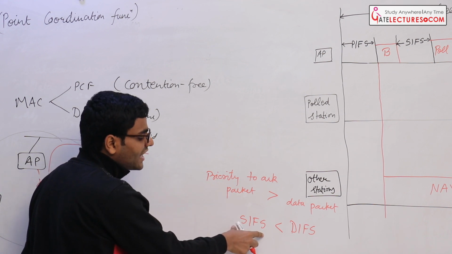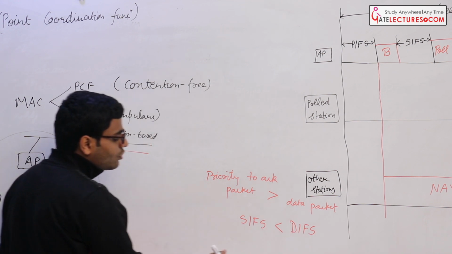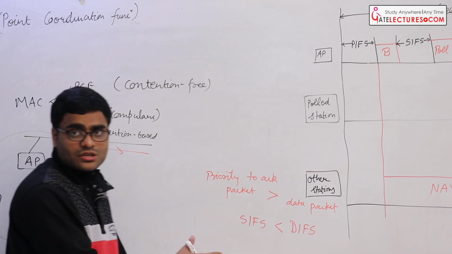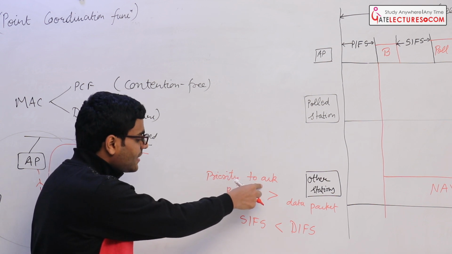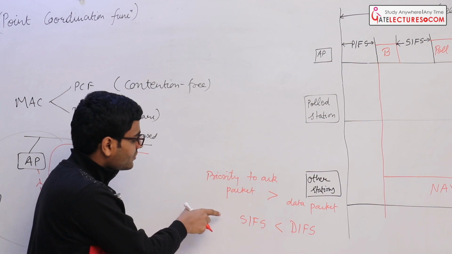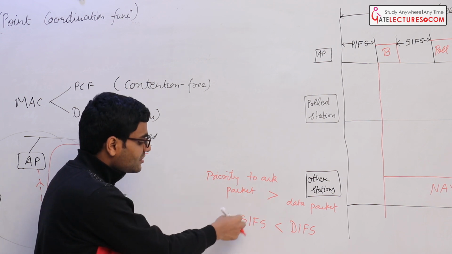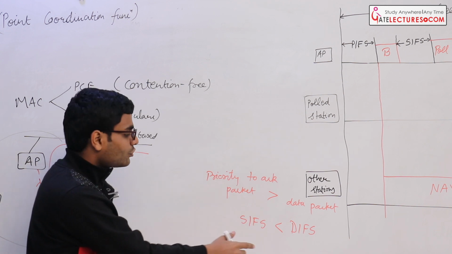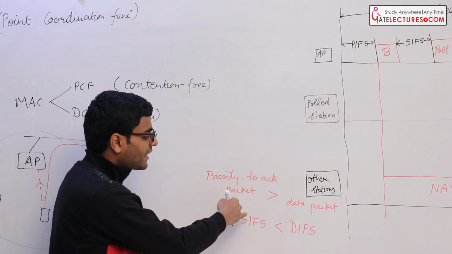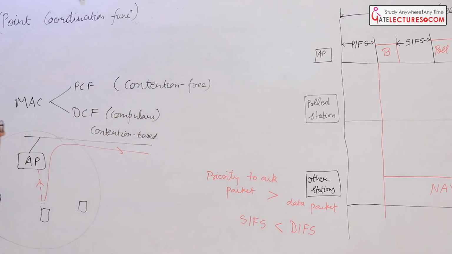If SIFS is less than DIFS, then if both stations access the channel at the same time, the station which is sending the acknowledgement packet will get the channel first, because SIFS is less than DIFS, and it will send its packet first. So in this way we are giving priority to the acknowledgement packet more than the data packet. In the same way, what if the access point wants to start the contention free services, and at the same time this station is also trying to send a packet?